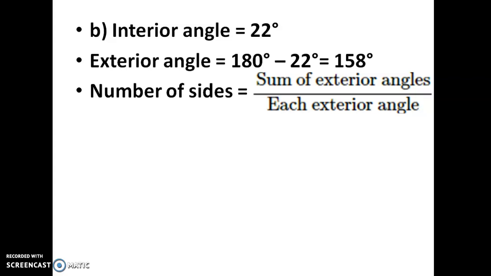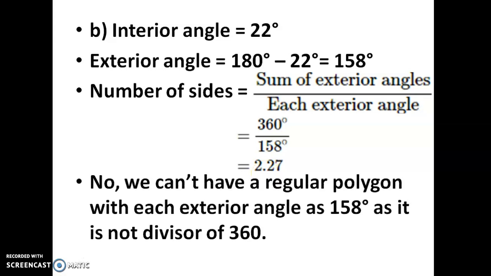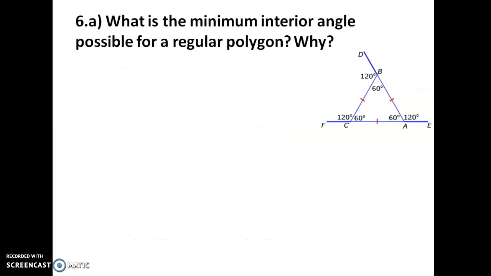Number of sides equals the sum of exterior angles divided by each exterior angle. So 360 divided by 158 equals 2.27. Now also the same, it has a decimal number. Number of sides cannot be in decimals or fractions. So this is not possible. Okay. Now moving to the sixth problem.